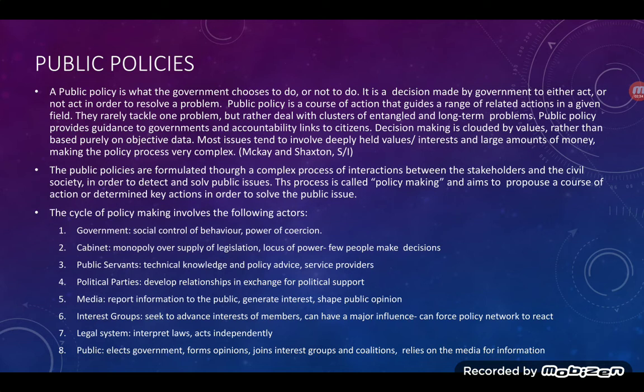The cycle of policymaking involves the following actors. First, the government, understood as the actor that keeps the social control of behaviors and has the power of coercion over the society. Then the cabinet. The cabinet has a monopoly over the supply of legislation, locus of power, so few people make decisions. Government and cabinet are deeply related in order to make possible the actions related with governability.